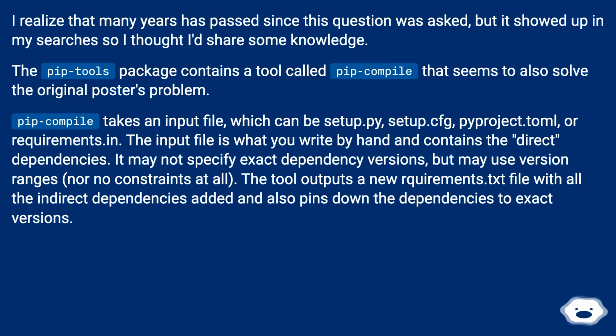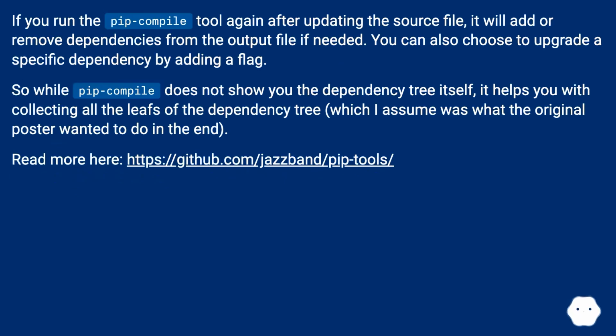The tool outputs a new requirements.txt file with all the indirect dependencies added and also pins down the dependencies to exact versions. If you run the pip-compile tool again after updating the source file, it will add or remove dependencies from the output file if needed. You can also choose to upgrade a specific dependency by adding a flag. So while pip-compile does not show you the dependency tree itself, it helps you with collecting all the leaves of the dependency tree, which I assume was what the original poster wanted to do in the end. Read more here, this URL.